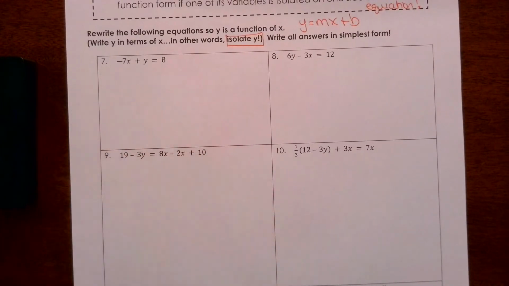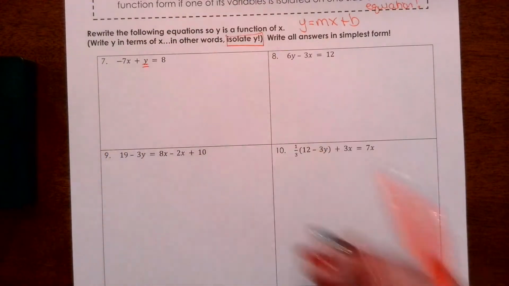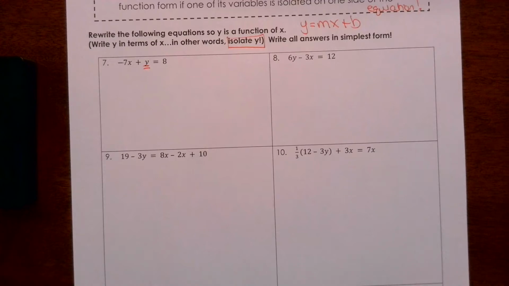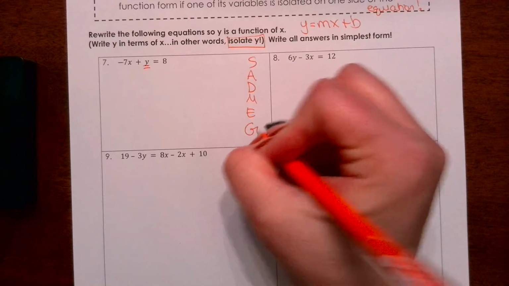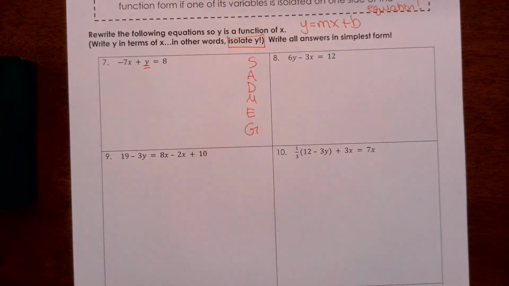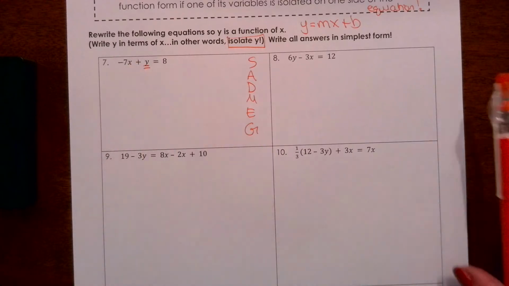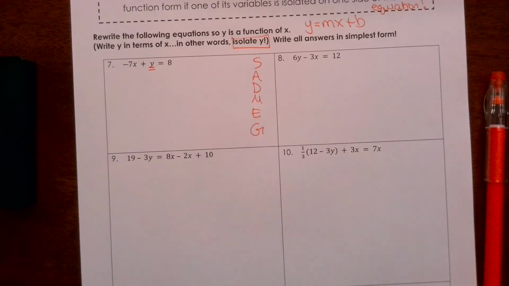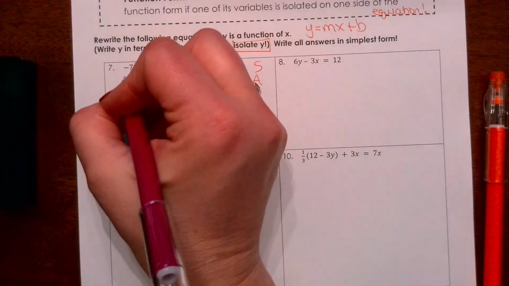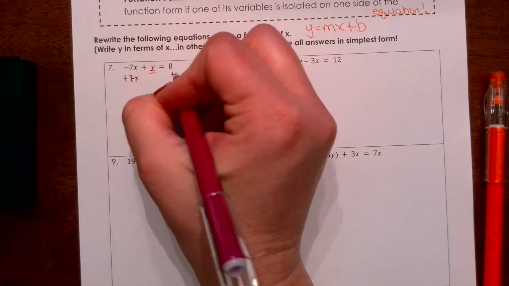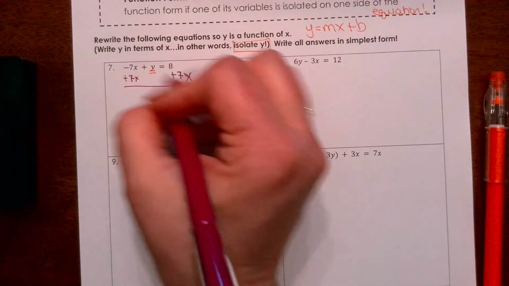So let's see number 7. I've got negative 7x plus y equals 8. I want y to be by itself. I am going to follow a SADMEG procedure here, order of operations backwards. I'm going to get rid of subtraction and addition first. I need negative 7x to be away from the y, so I'm going to add 7x to both sides because negative 7x plus 7x is 0.